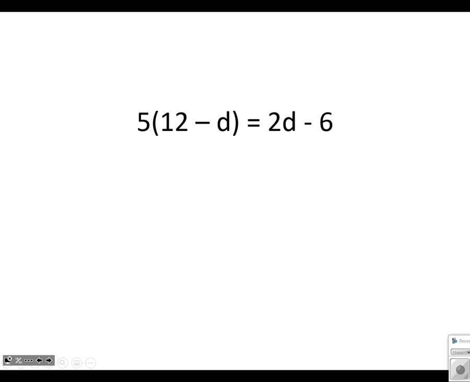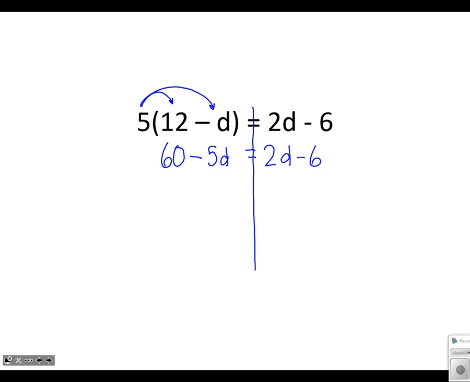Okay. What am I going to do first here? I'm going to distribute. 5 times 12, if you don't know your 12 times tables, you can count on your fingers. 5, 10, 15, 20, 25, 30, 35, 40, 45, 50, 55, 60. 5 times 12 equals 60. 5 times negative d, I got a positive times a negative. Is that going to be positive or negative? Negative 5d equals 2d minus 6.